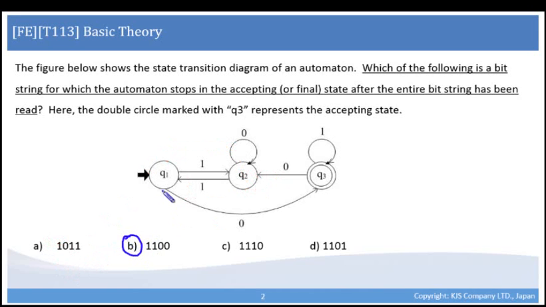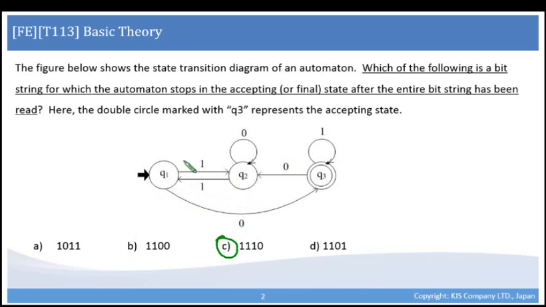Now let's look at B. So here we start off with a 1 again, so we first of all transition from Q1 to Q2. Then we apply another 1, in which case we transition from Q2 back to Q1. Here a 0 is implemented and we transition from Q1 to Q3 along this transition. Finally, another 0 is implemented and we have a transition here from Q3 to Q2. So Q2 is our final state, and again this is not an accepting or final state, so B is also an incorrect answer.